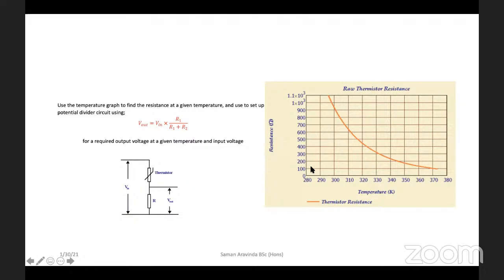So for different temperatures, there are different resistance values. The thermistor has different resistance values at different temperatures, so getting a certain set of data is known as the calibration of an NTC thermistor.